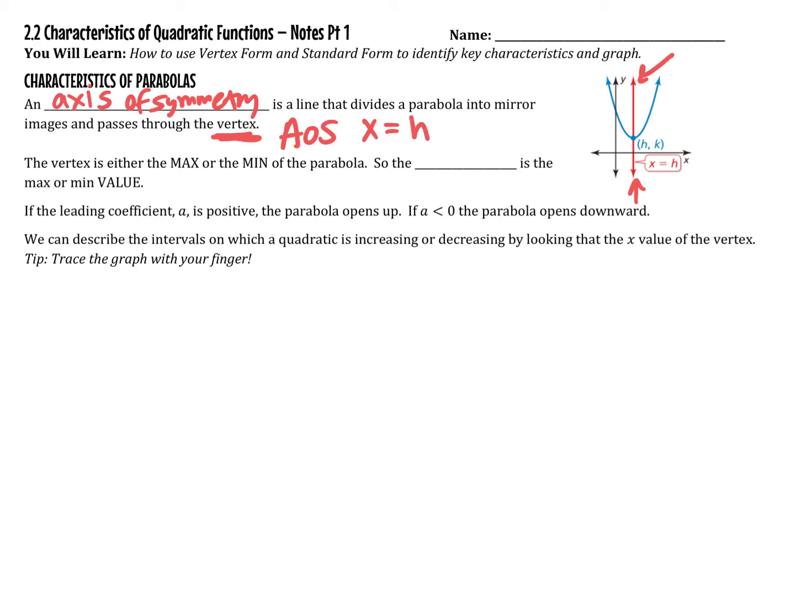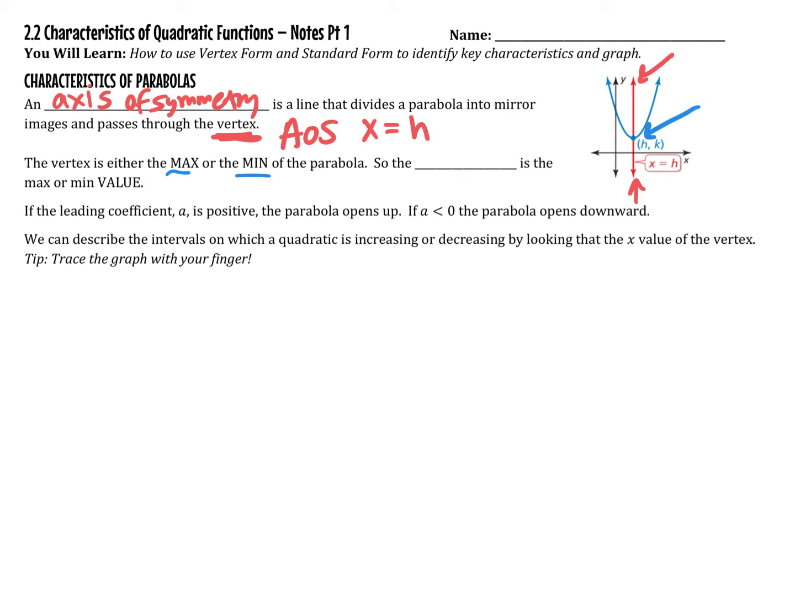So that's the horizontal translation. The axis of symmetry divides the quadratic in half. You can fold along that line and everything matches up, and that is the line x equals h, the x value of the vertex. And speaking of that vertex, the vertex, which is either the highest or lowest point on the parabola, has a specific value that is either the highest or lowest value in the quadratic.